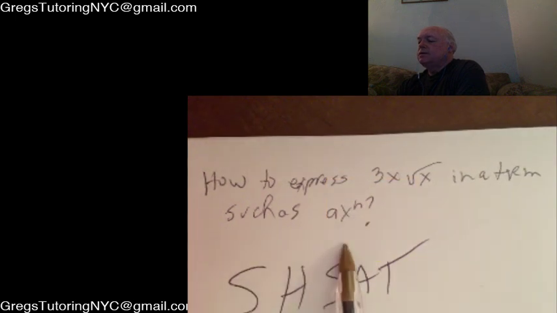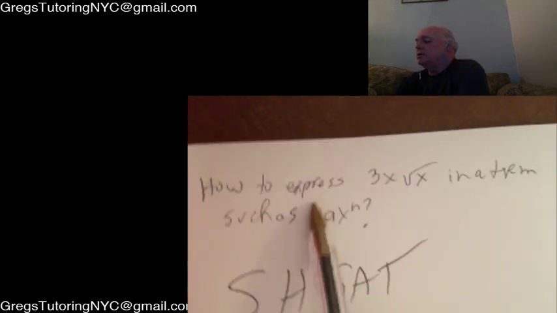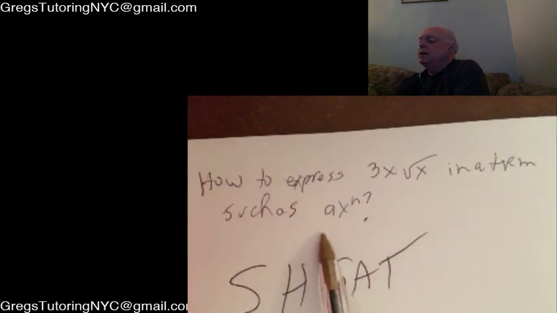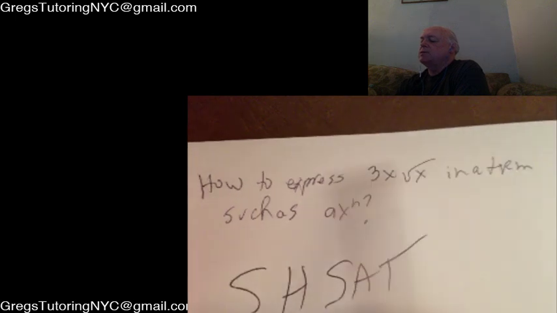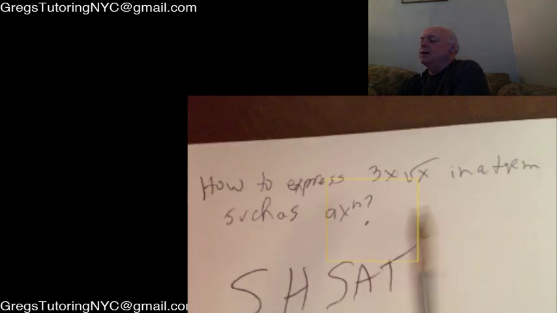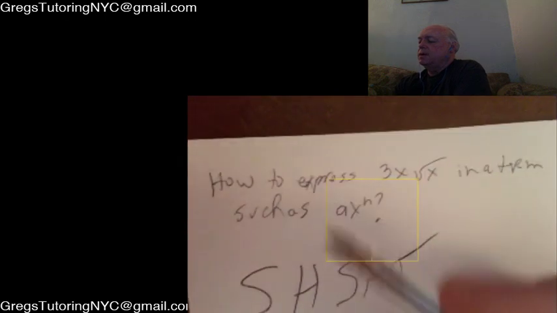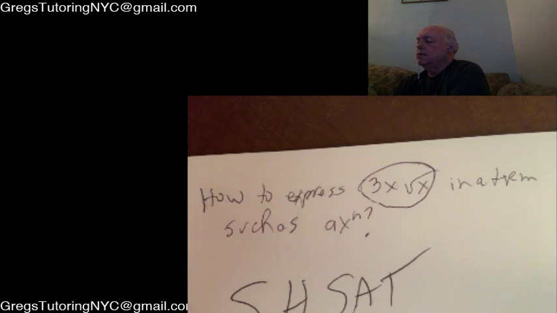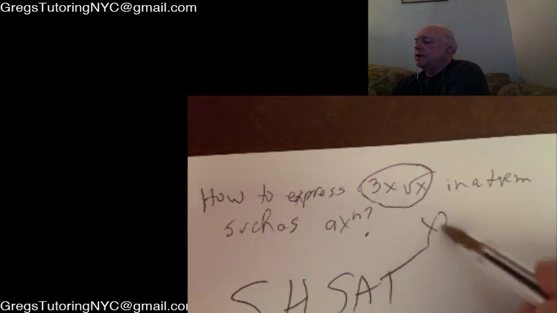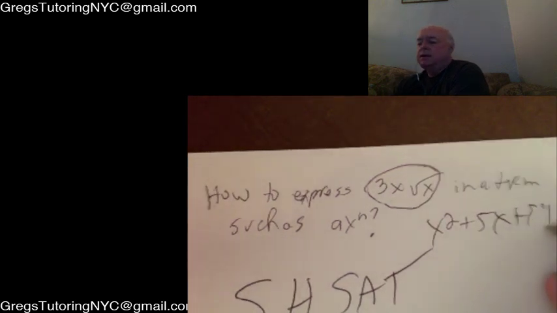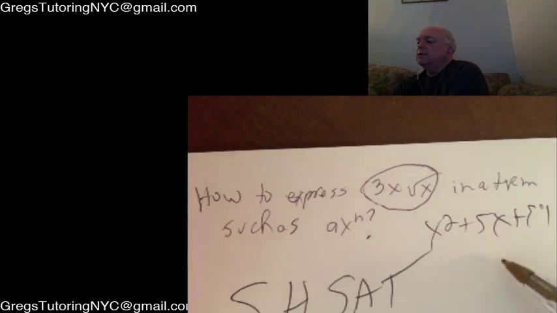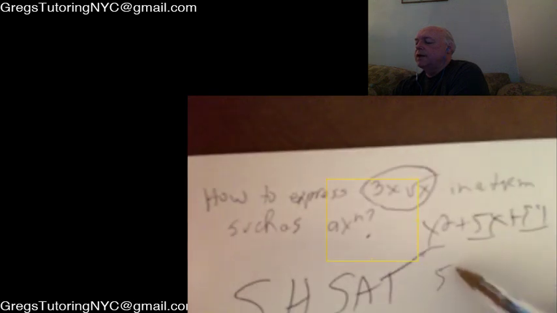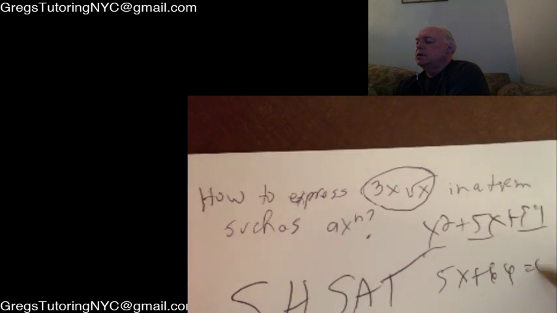First of all, the SHSAT would never ask this kind of question in this form. It may even be a little out there, even though this is mathematically in the realm of the SHSAT. What they're asking is how to take this thing, which is called a term. When you have something like x squared plus 5x plus 99, each of these is a term. When we talk about adding like terms, like 5x plus 6x being 11x, those are terms.